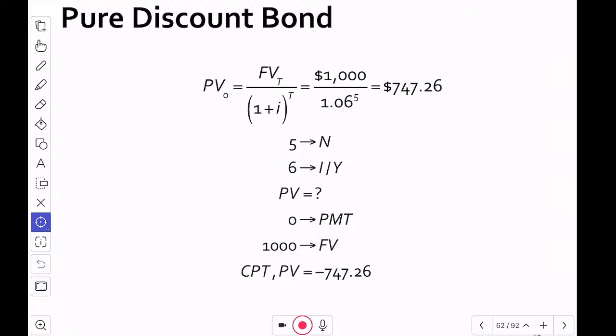Remember, it's a whole number. I enter payment as 0. There are no payments here. This is just a pure discount bond. It's called a discount because the standard is for a face value to be, so what's a face value? The future value, the face value, what you get at maturity. So you get back from the bond.